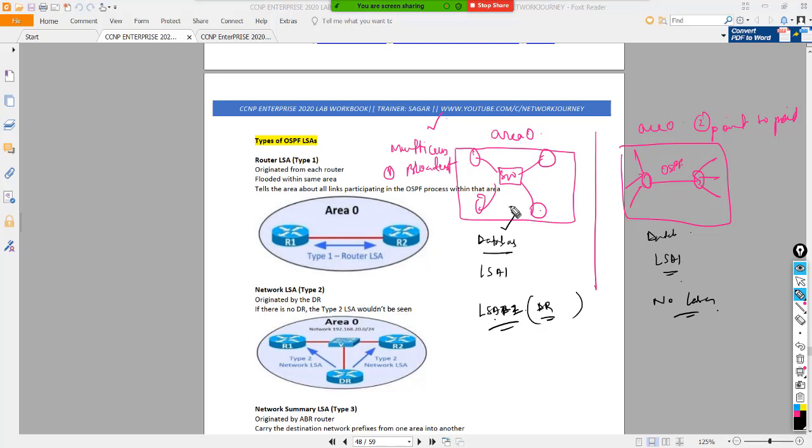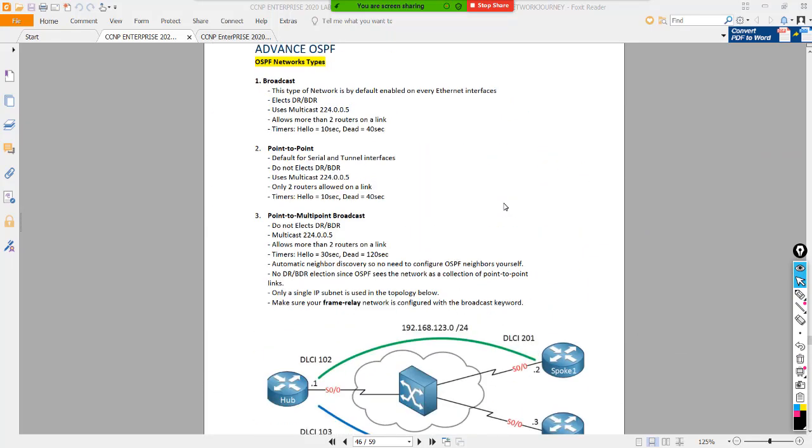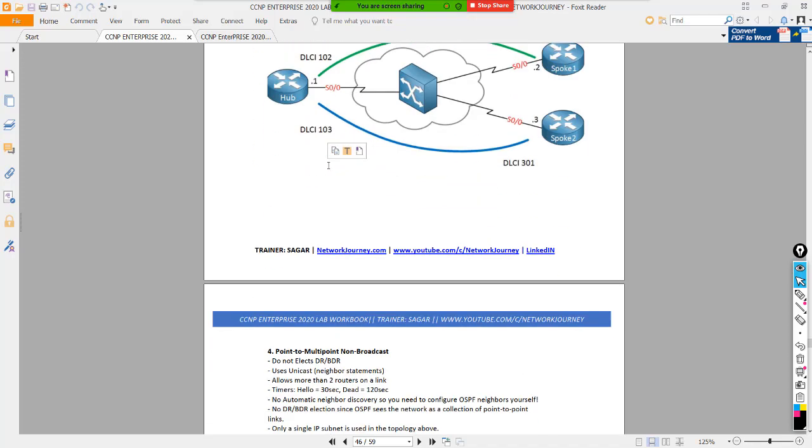DR router election happens only in broadcast. So let's say this is a DR router. This router is going to generate LSA2. Whereas in the case of point-to-point, there is no DR and BDR election, so you will not see any LSA2. That's why you should remember all these minor points. In the case of broadcast, there is an election, but in point-to-point, there is no election. So no election, no LSA2. If there is a DR, then the DR is going to send LSA2.